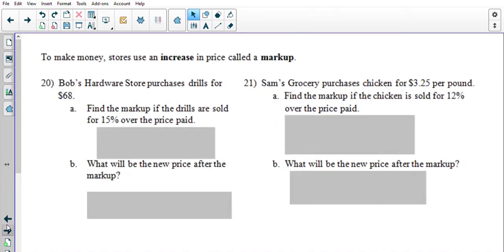All right, moving right along. We also have a markup, not surprisingly. To make money, stores use an increase in price called a markup. Obviously, they're not going to sell their items for the same amount that they pay for them, otherwise they don't make any money. So let's look at number 20.